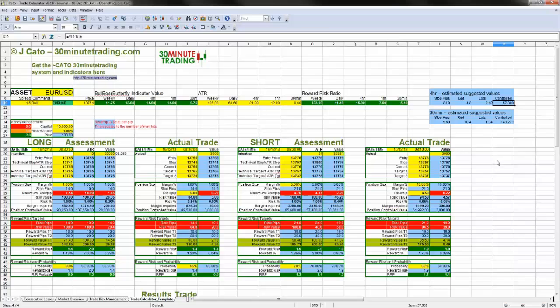So there you have it. That's how you use this part of the calculator and spreadsheet. If you're going short, you put the same set of values in here. So you enter the entry price, your stop price, your technical stop price, the current price, which at the moment is calculated as being the same as that, and your target 1, target 2, your ATR, and the amount of value that you wish to control.